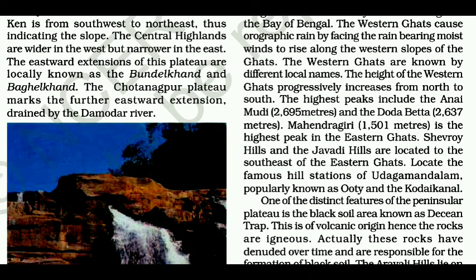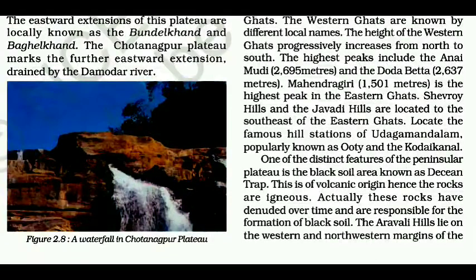The height of the Western Ghats progressively increases from north to south. The highest peaks include the Anai Mudi, 2695 meters, and the Doda Betta, 2637 meters. Mahendragiri, 1501 meters, is the highest peak in the Eastern Ghats. Shevaroy Hills and the Javadi Hills are located to the southeast of the Eastern Ghats. Locate the famous hill stations of Udagamandalam, popularly known as Ooty, and the Kodaikanal.